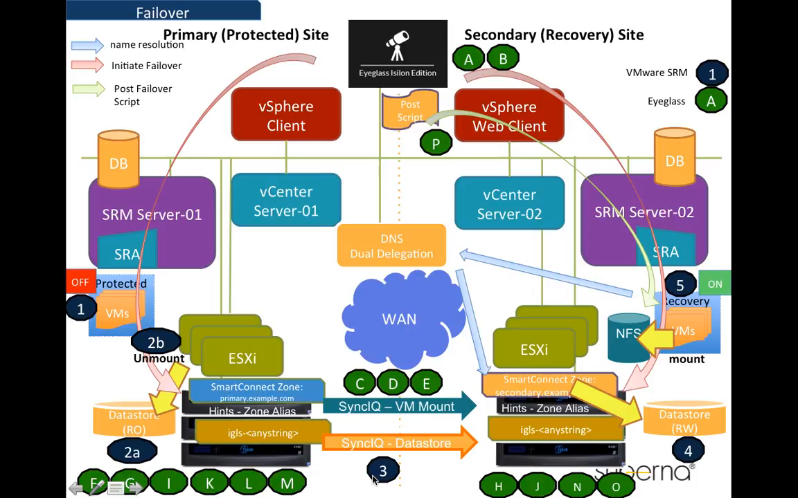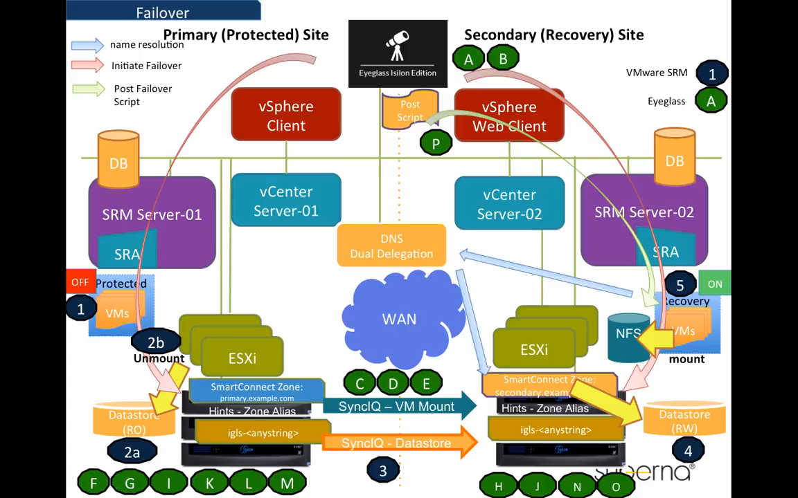Process number 3 is to replicate the latest update to the recovery site. And number 4 is to set the recovery data store to read-write mode. And then process number 5 is to power on this VM on the recovery site.